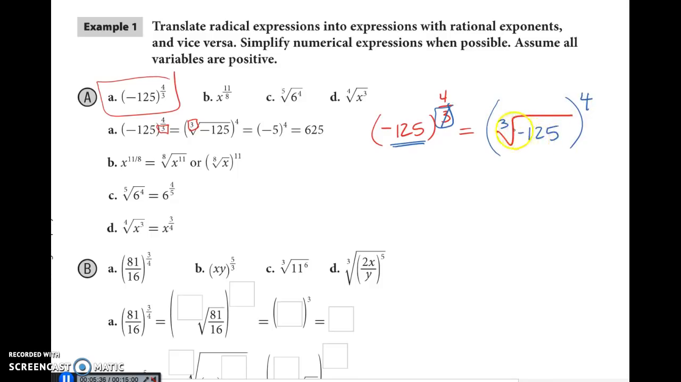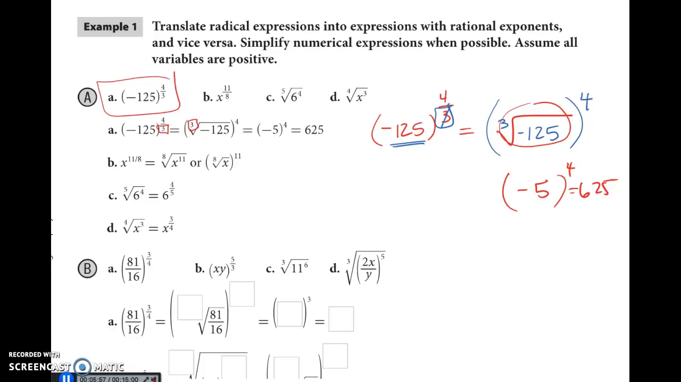Okay, and from here, the cube root of negative 125 is negative 5. So I have negative 5. This expression right here equals negative 5. And then I have to the 4th power. And negative 5 to the 4th power is 625.